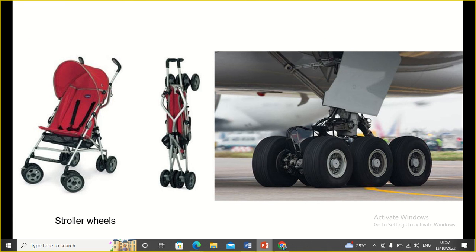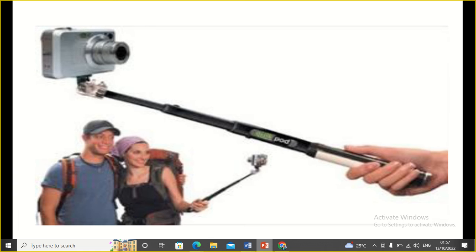This is the stroller wheel. It is used in aircraft as well as in infant vehicles. So why are these stroller wheels used? Because they get more grip despite the nature of the floor. It has more grip compared to other wheels. This is the invention used in these products.